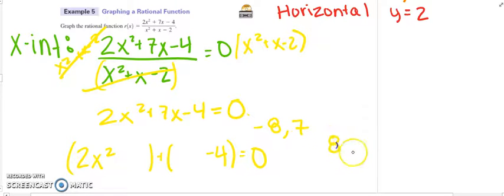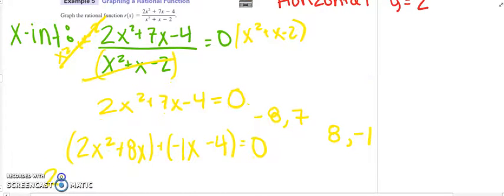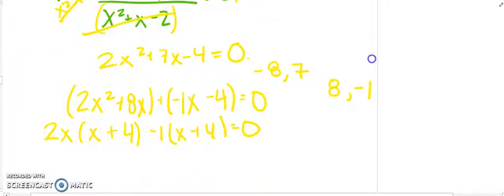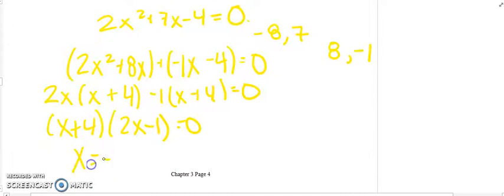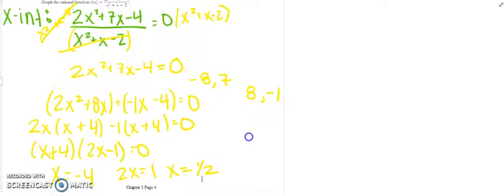One of them's a negative. I'm going to do 8 and then subtract 1. So I'm going to stick my 8 with my 2 and my 1 with my 4. Greatest common factor. Factor out a negative. This is old hat. You totally know how to do this or better, or you need to come see me. 2x minus 1. Now I can find my two zeros. x equals -4, and then 2x equals 1, x equals 1/2. So those are my two zeros, or my x-intercepts. I'm going to put that up here.